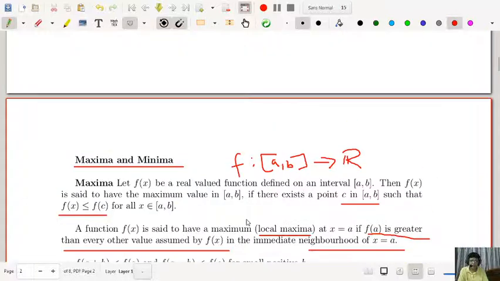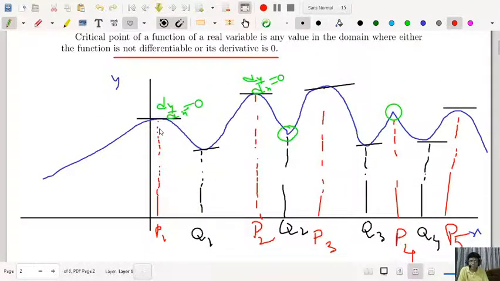Now come to the diagram here. This is your point P1. If you take a small neighborhood of P1, in that neighborhood this is your maximum point. P1 is the maximum point because, if you consider this neighborhood of P1, look at that, I put a parenthesis over there. In this parenthesis, if you take any point, P1 is the greater. At P1, the functional value, that is the height, is maximum. So this is called local maximum.